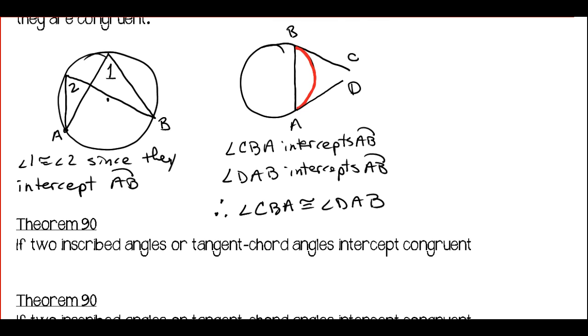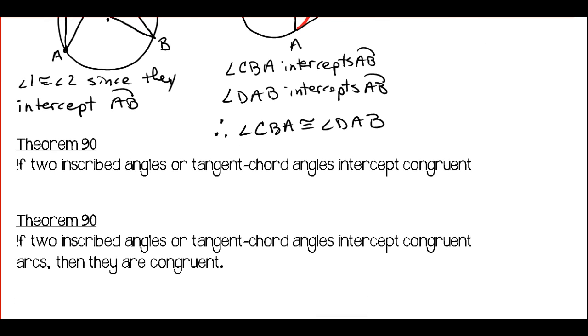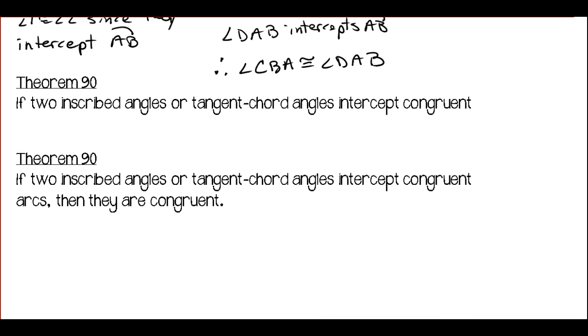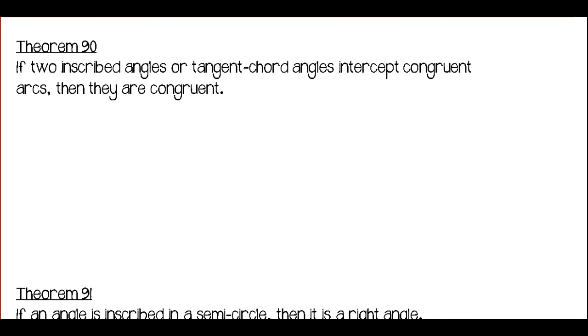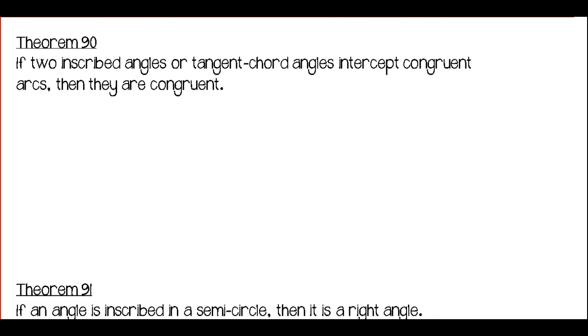Now for Theorem 90: if two inscribed angles or tangent chord angles intercept congruent arcs, so now instead of intercepting the same arc, they're just going to intercept congruent arcs. We'll just look at one example here for inscribed angles.